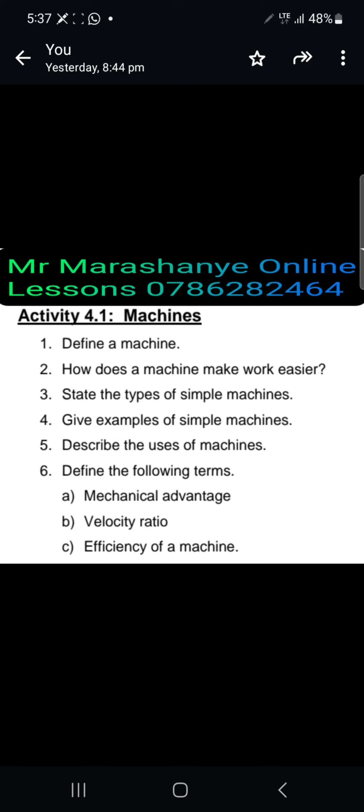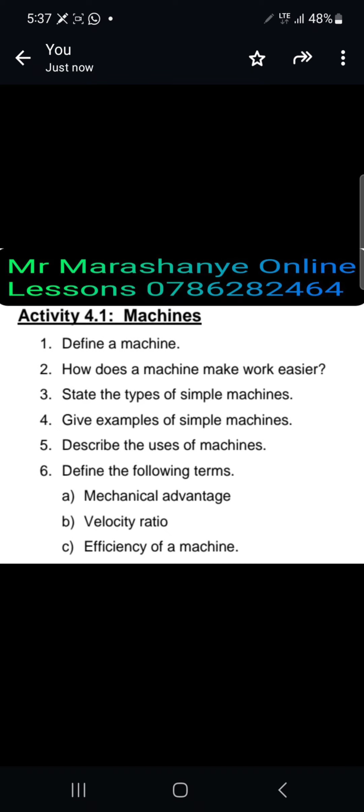Today we are going to revise this exercise. I think it's going to be very helpful. So the first question says define a machine. What is a machine? A machine can be defined as a device that makes work easier to do.